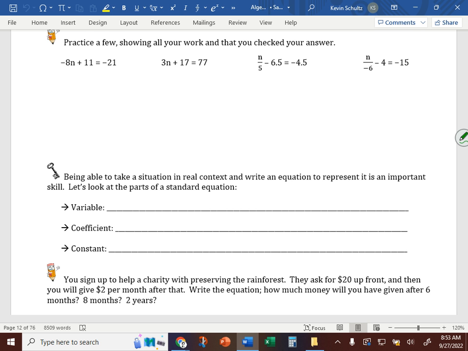Great. I love it when no one remembers. No, Paul, here we go. Opposite operations, okay? And what would opposite operations look like for negative 8n plus 11 equals negative 21?